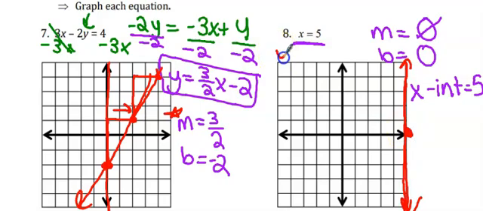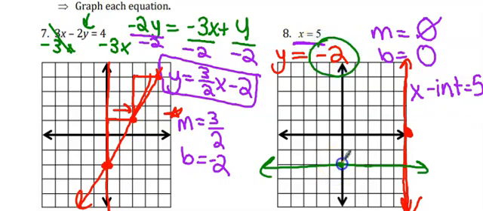Let's, for fun, what if it was y equals -2? Can you graph that for me? So in green, I made the y equals -2. So you do have a y-intercept, but your slope is 0, which would make a horizontal line. So knowing the difference between those two.